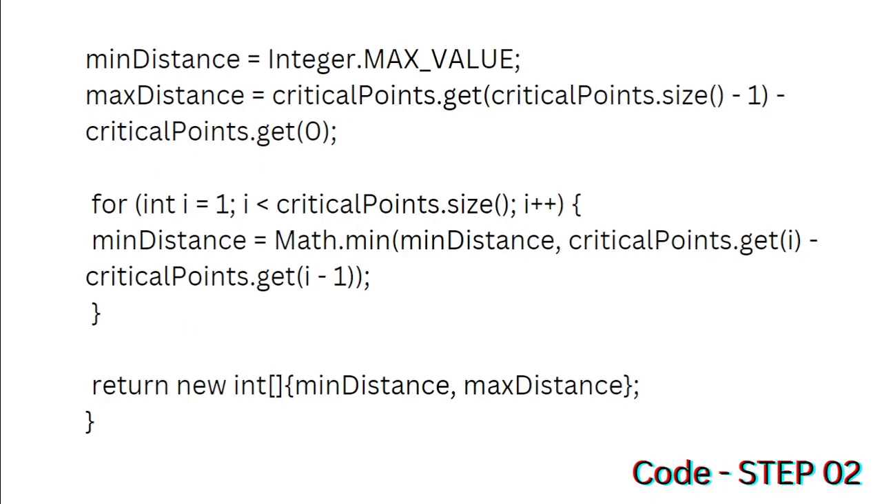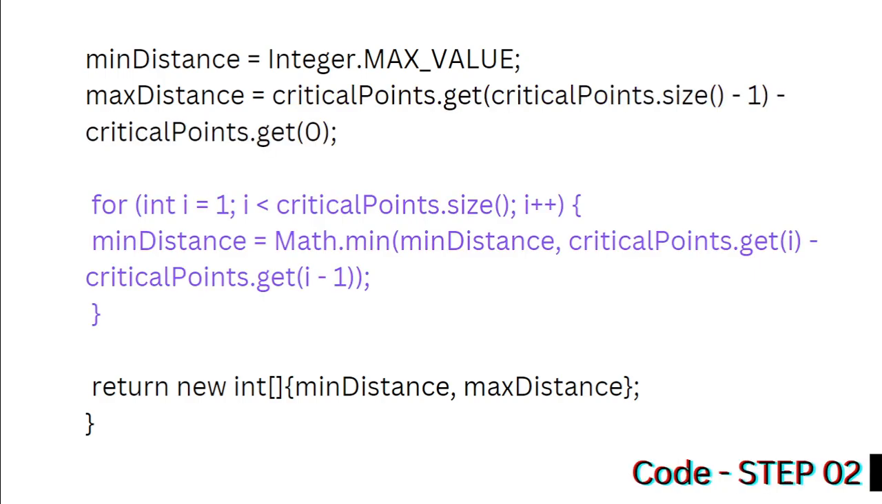Now let's move on to step 2 of our code. First, let me explain how we find the maximum distance. It is a simple algorithm. You see here critical points dot size minus 1, which is our last index, and critical points dot get 0, which is our first index. We subtract these two, and put the result in max distance. For the minimum distance, we are subtracting the corresponding neighbors.